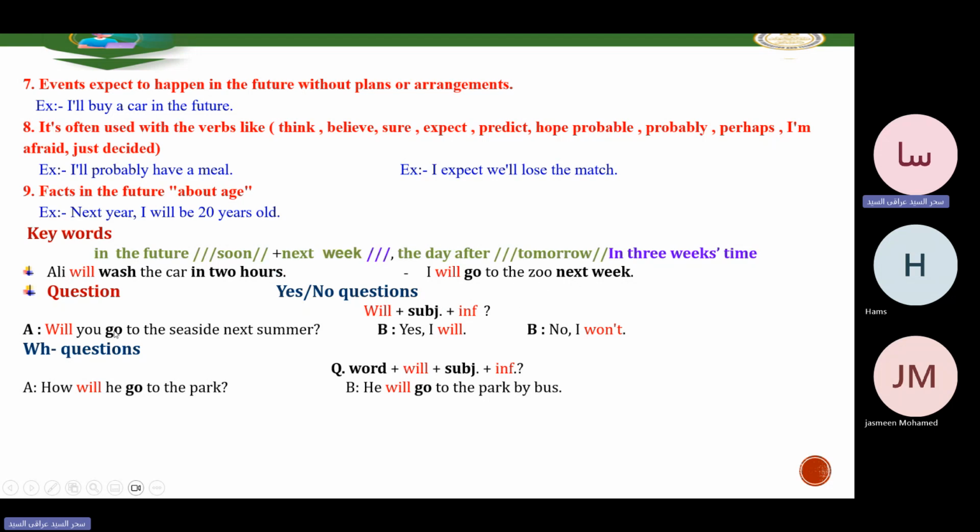When we want to make a question, look here. Will you go to the seaside next summer? We start with will. Will you go? Yes, I will. Or no, I won't. Okay. How will he go to the park? He will go to the park by bus. To form a question in the future, we use will after the question word, of course, before the subject. How, then will, then the subject, then the base form of the verb, go. Okay.